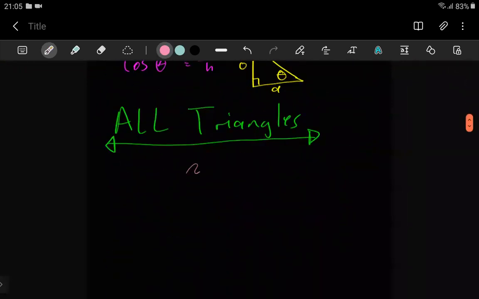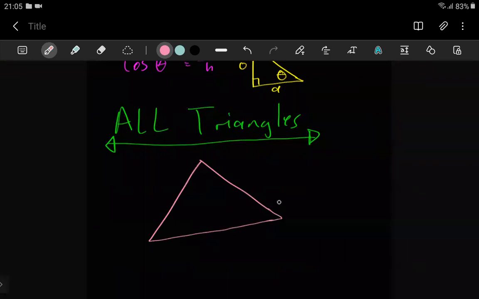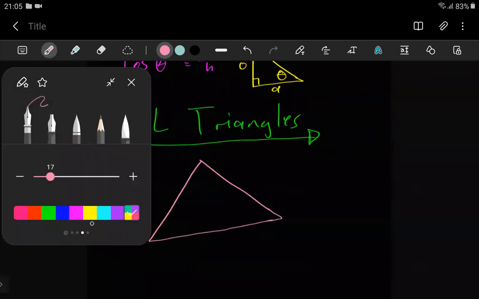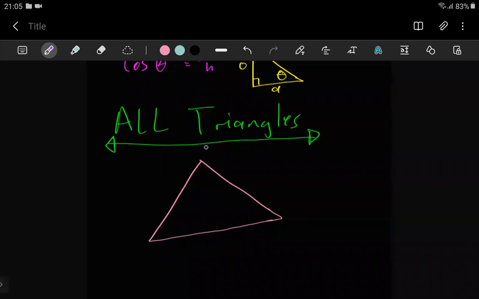So if you have, let's say, a random triangle, something like this, a triangle like this is not a right-angled triangle. It can be anything. So let's say this is labeled A, B, and C.